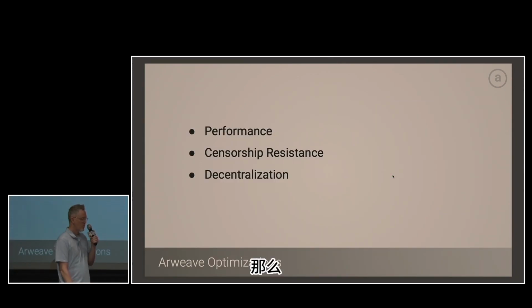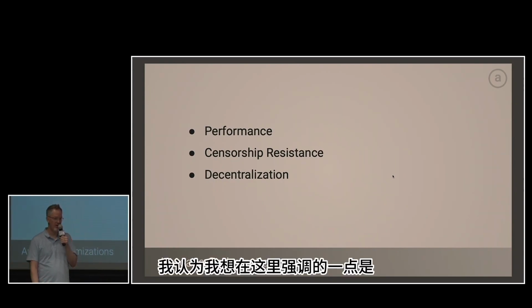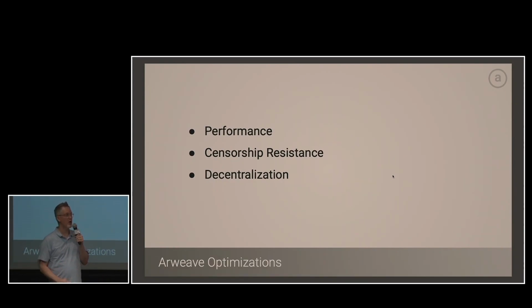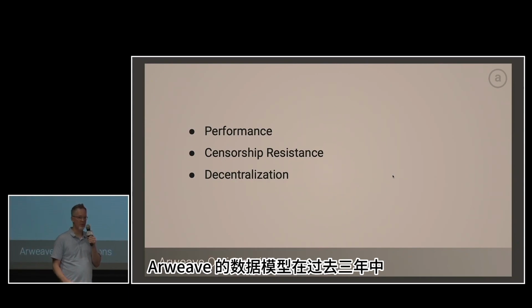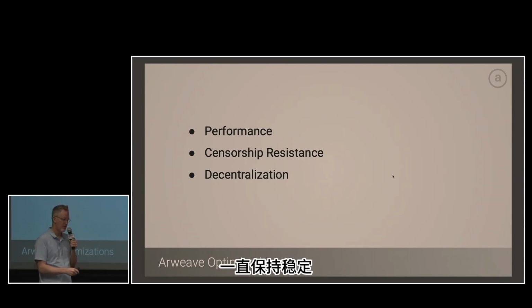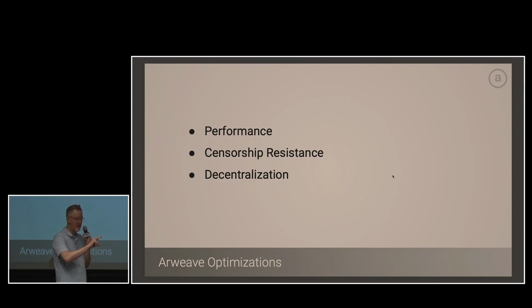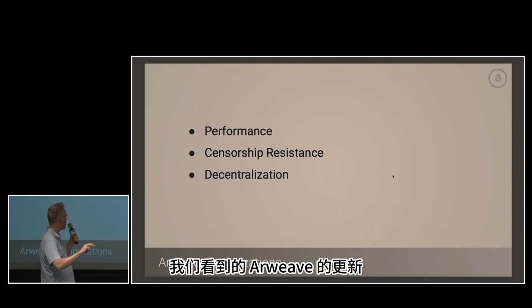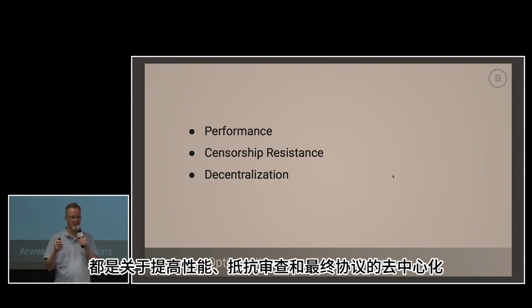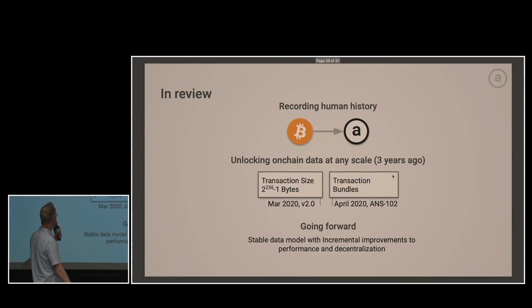So I think the point that I want to make here is that the data model on Arweave has been stable for the last 3 years. Since the introduction of bundles and large transactions, the types of updates that we've seen to Arweave have all been around improving the performance, the censorship resistance, and ultimately the decentralization of the protocol.